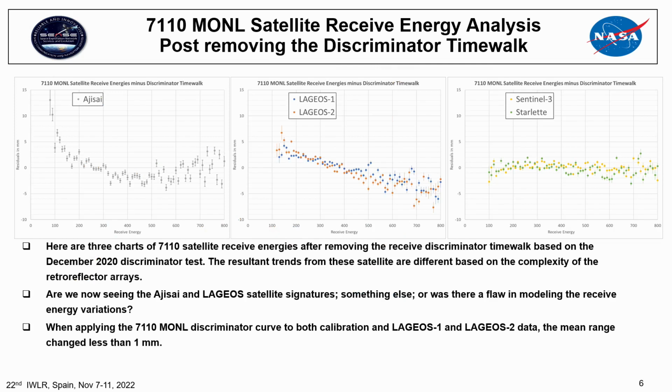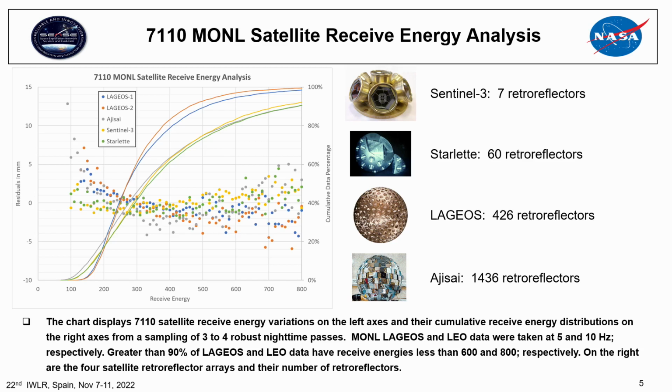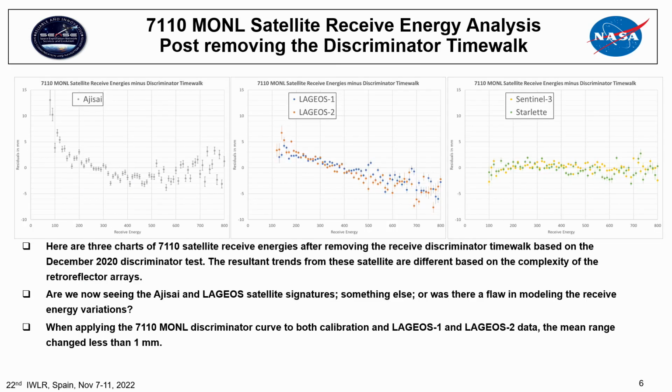Based on this discriminator test, if we go to the last chart, I tried to apply the discriminator test results to the residuals, and here's what I get. On the left chart is Ajisai. Peak to peak here is 20; the x-axis goes from minus 10 millimeters to plus 15 millimeters. The scale on all 3 charts is the same. So here's Ajisai, where we see variations of more than 10 millimeters as a function of receive energy after we remove the discriminator tomahawk curve.